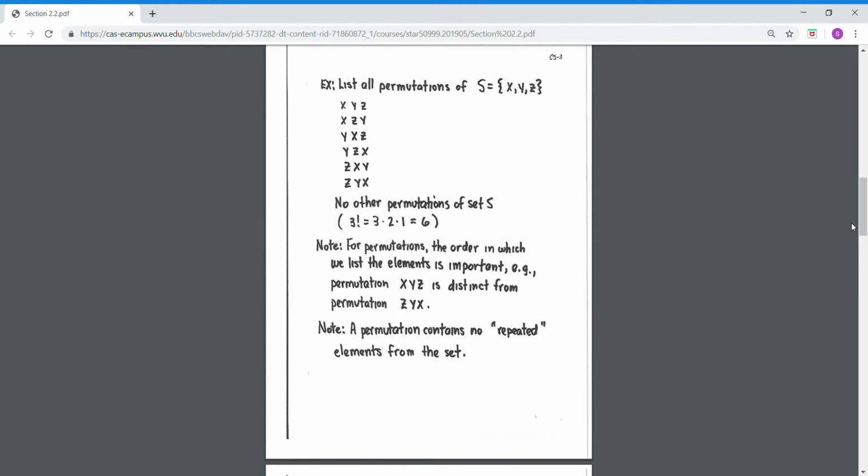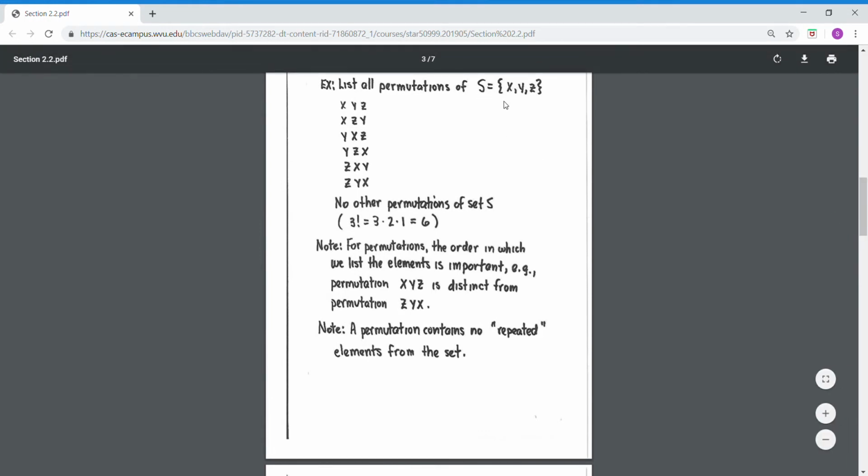Another example would be to list all of our permutations of set S equal to {X, Y, Z}. So there are 3 objects in this set. So from above, we know that n would be 3 factorial, which would equal 3 times 2 times 1. So we should expect there to be 6 permutations.